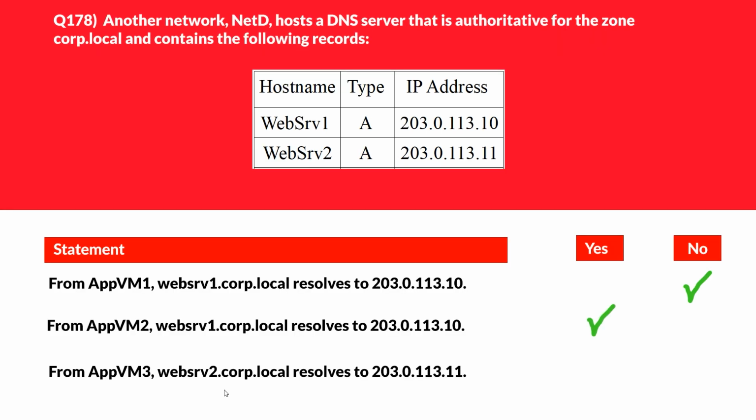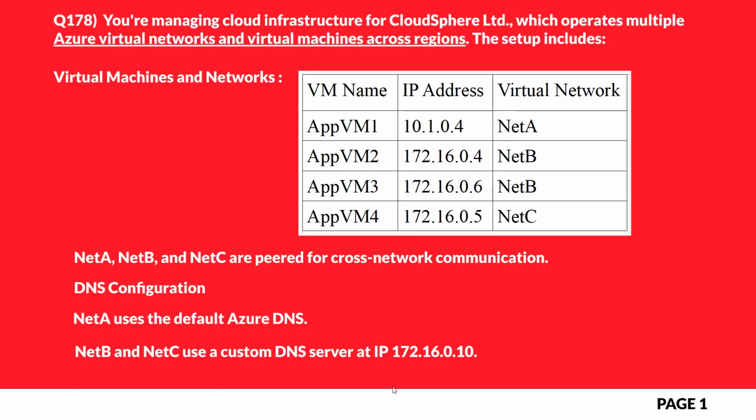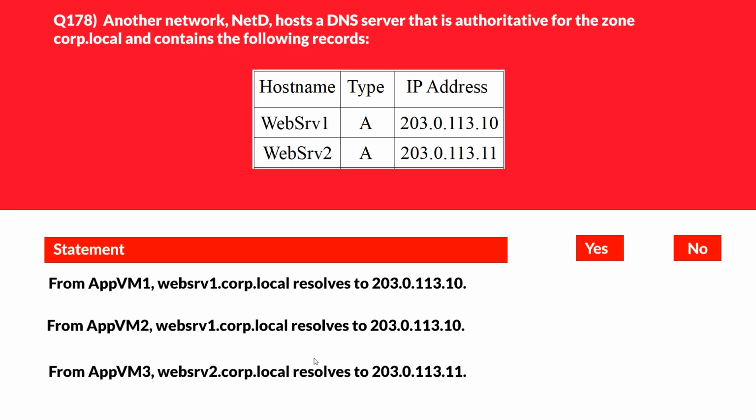Now we will look at statement 3, which uses app VM3. From app VM3, web server 2 corp local resolves to the IP. So let's go back to app VM3. And app VM3, if we look, is in net B. So app VM3 can resolve web server 2 corp local because it shares the same custom DNS server that hosts the zone. So just like the previous statement, it is also yes. We'll log this as the final answers.